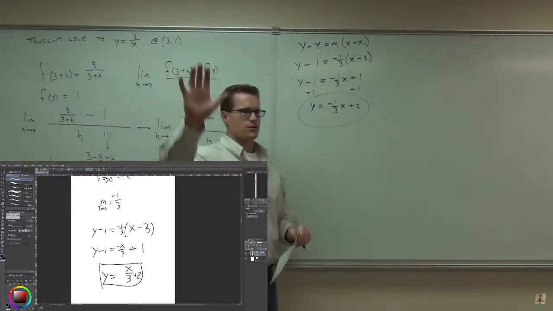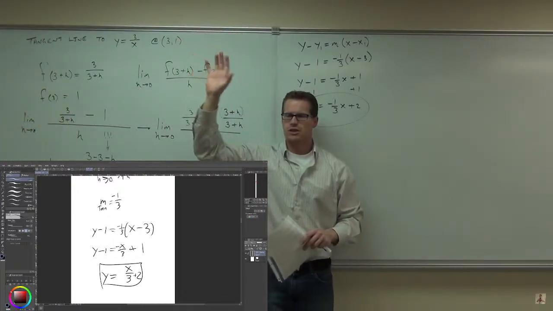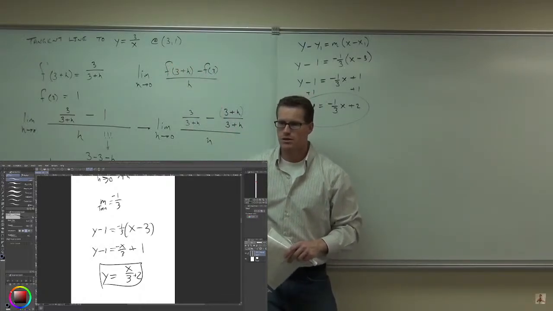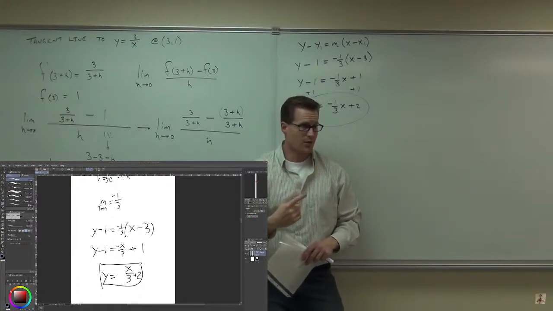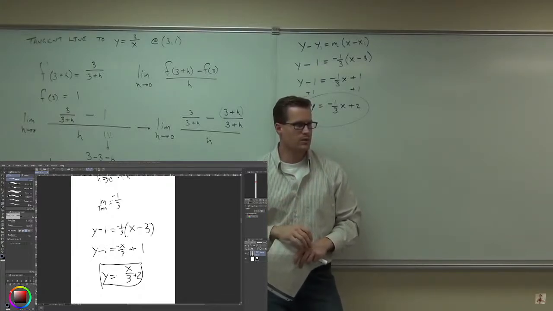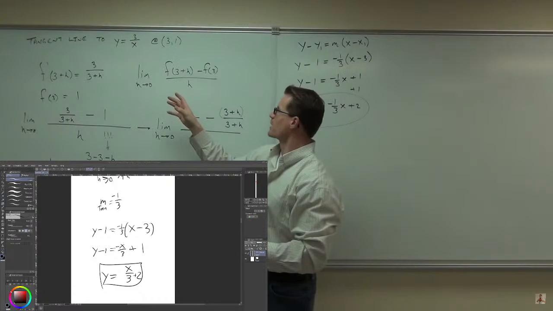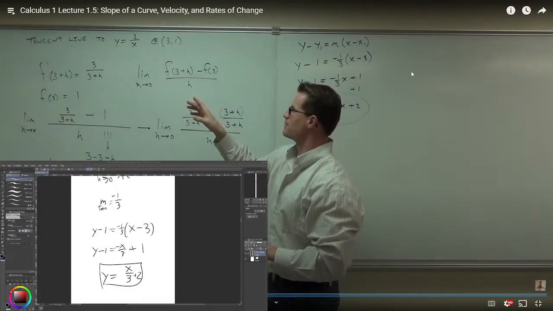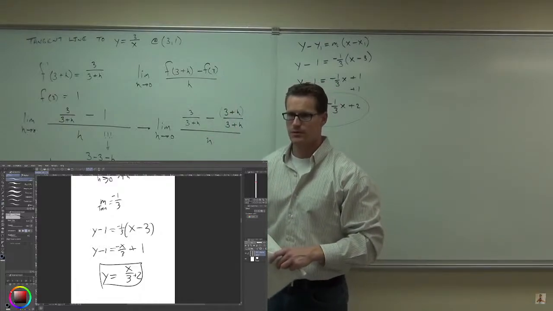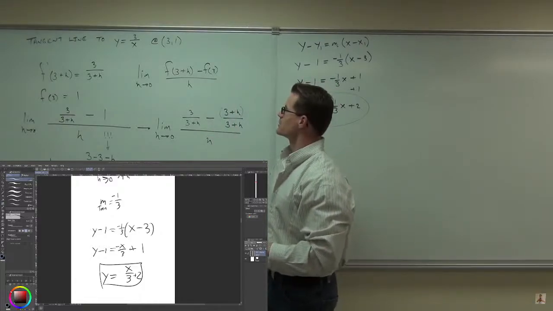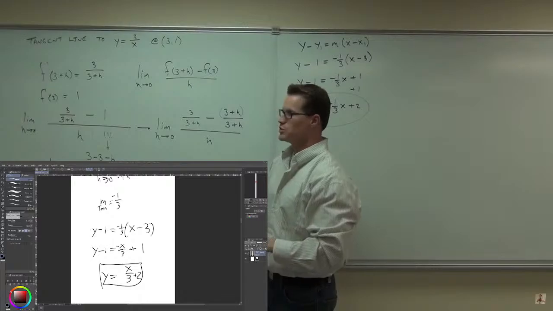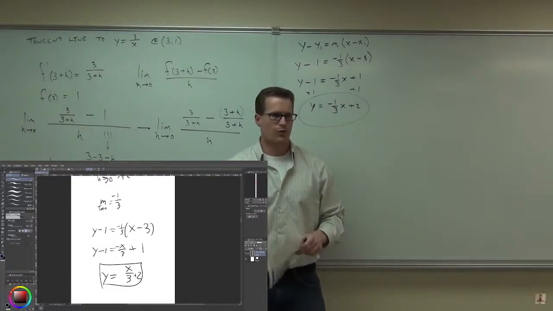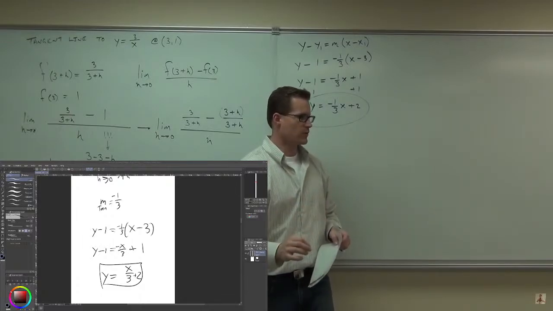How many people feel okay with this so far? Now, the next question is, if I change points, does my slope change? Does my equation change? Yeah, they're all going to be different. Well, that's going to be annoying, because if I ask the next question, find the tangent line to the point 9, 1/3, then I ask, how about 2, 3/2? Then I ask some more. You'd have to do this over and over again to find it for any point, right?